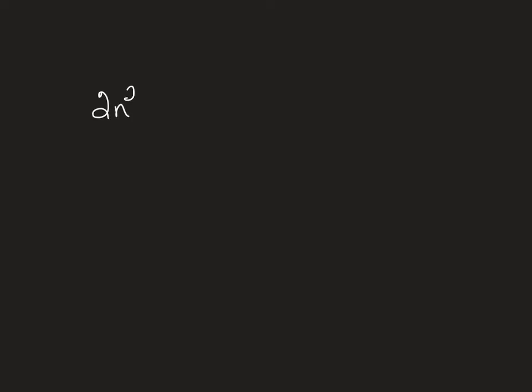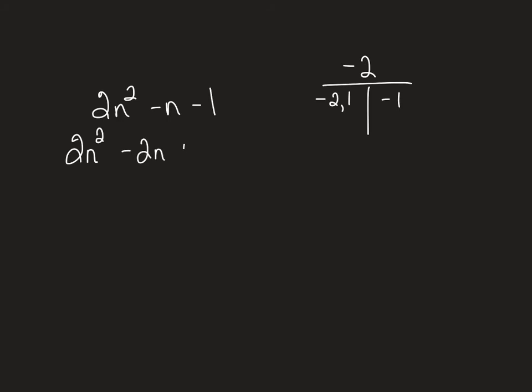2n squared minus n minus 1. There's nothing common. I don't have to worry about factoring anything out. 2 times negative 1 gives me a negative 2. And factors of negative 2 that would give me a negative 1n are negative 2 and positive 1, because negative 2 plus 1 is negative 1. So we'll have 2n squared minus 2n plus n. Notice negative 2 plus 1 gives me negative 1.